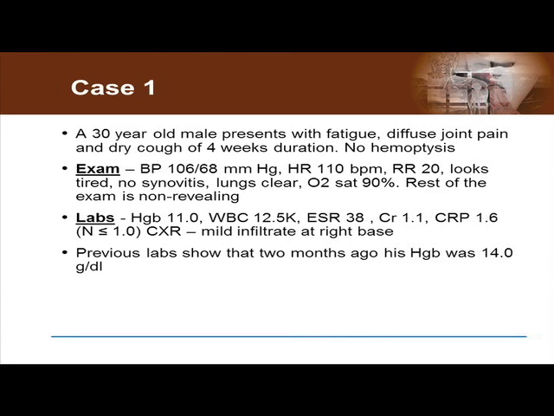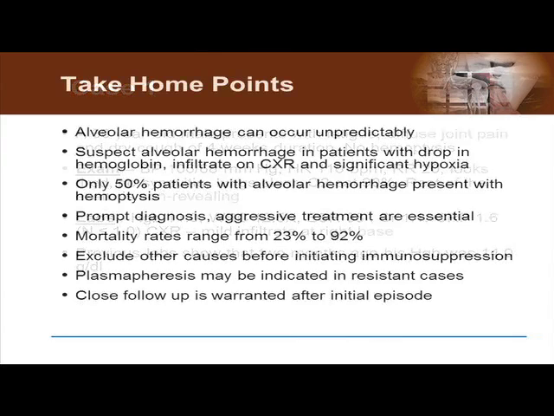So the correct answer here is C, admit and evaluate for concern of diffuse alveolar hemorrhage. So in this young, previously healthy individual presenting with a drop in hemoglobin, slight hypoxia, and a new infiltrate on the chest X-ray should raise concern for alveolar hemorrhage.